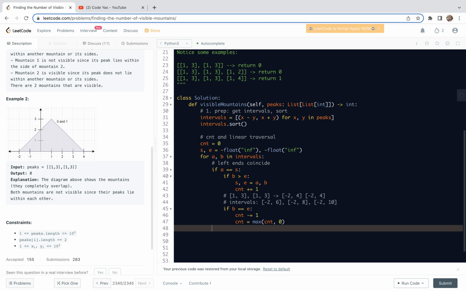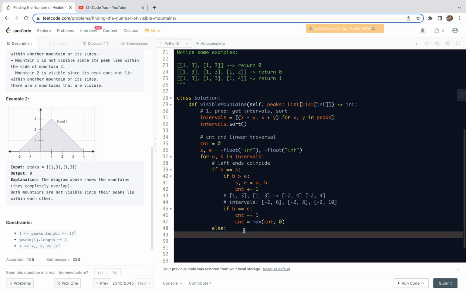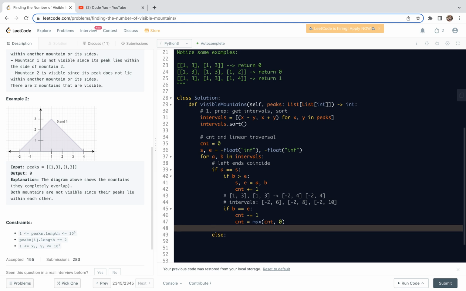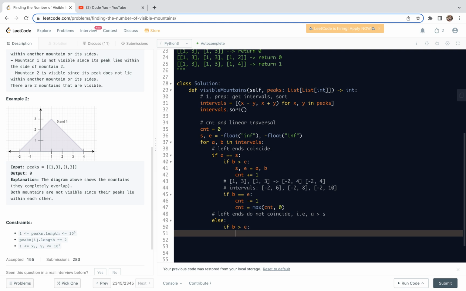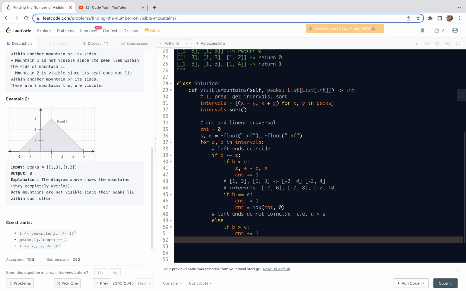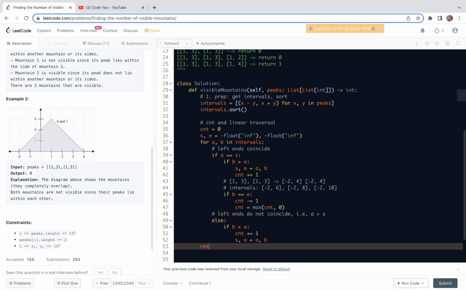So now after we've seen these situations, we're going to do another case, that is the left end does not coincide. So this corresponds to left ends do not coincide. In other words, we have A is greater than S. So in this case, we just need to pick this case. If B is greater than E, then we actually see a new mountain. So we just make count increment by 1 and reset S and E to be A and B respectively. And finally, we are going to return the count. So that's the full solution for this problem.